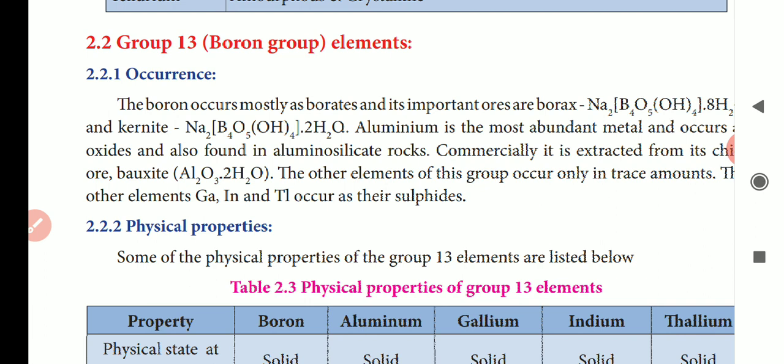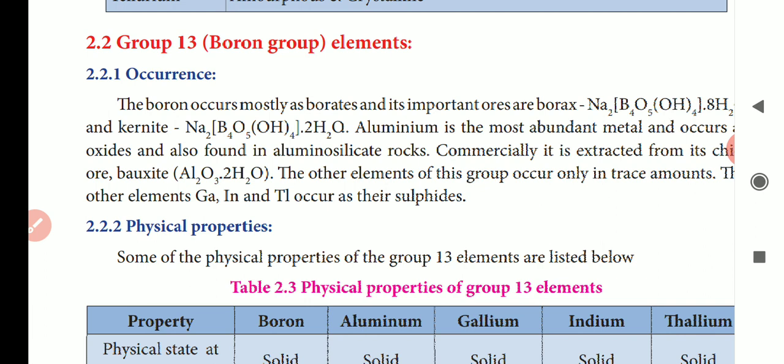Boron, aluminum, gallium, indium and then thallium. Okay, that is boron. Boron occurs mainly as borates. The boron mainly occurs from these borates. It is the important ore of borax. The borates are nothing but important ores of borax and then kernite.